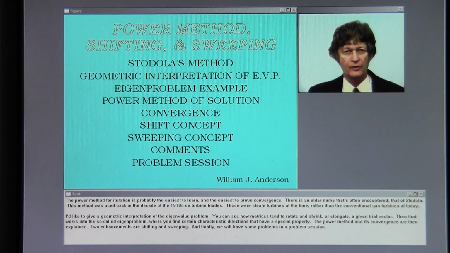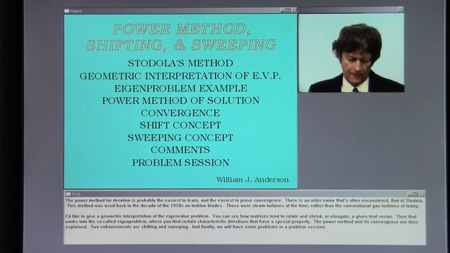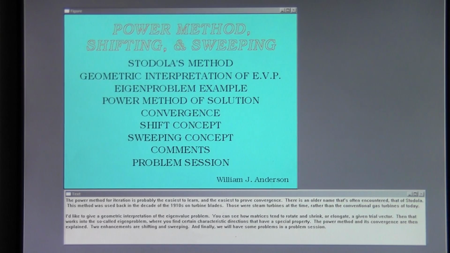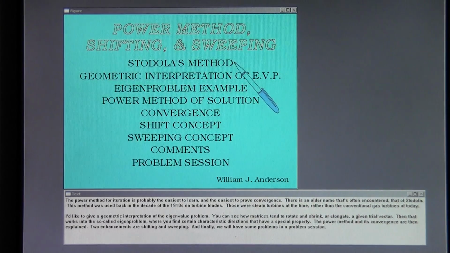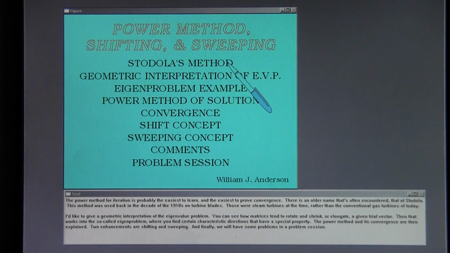The power method for iteration is probably the easiest to learn and the easiest to prove convergence. There's an older name that's often encountered, that of Stodola. This method was used back in the decade of the 1910s on turbine blades. Those were steam turbines at the time rather than the conventional gas turbines of today.